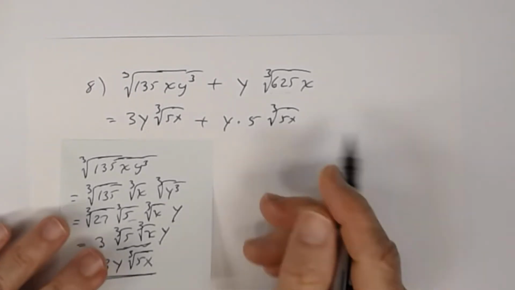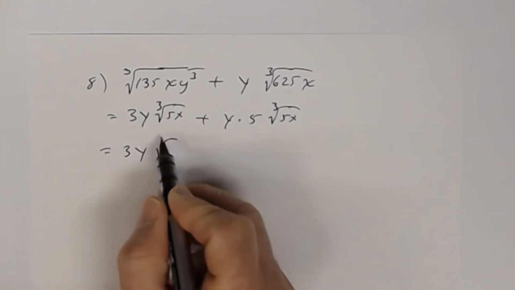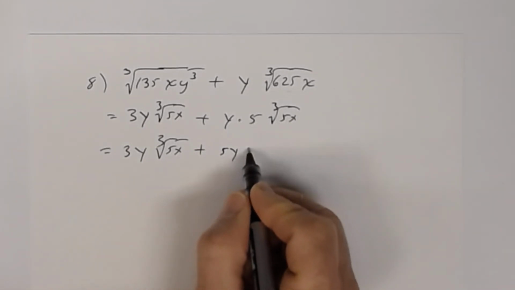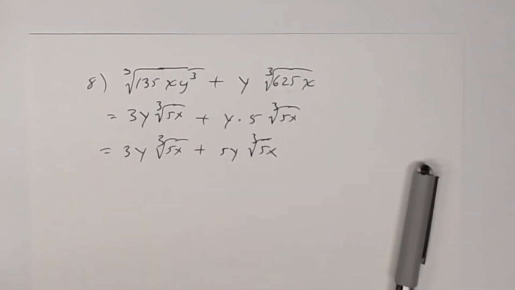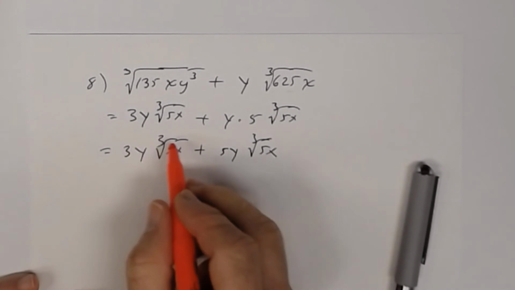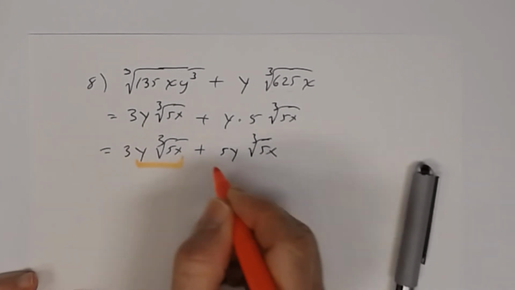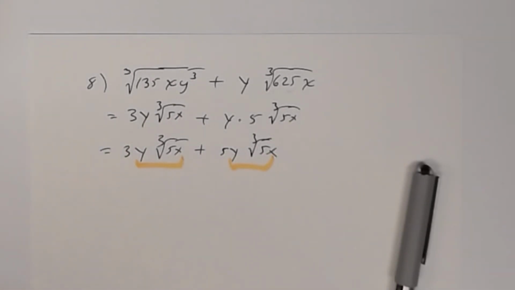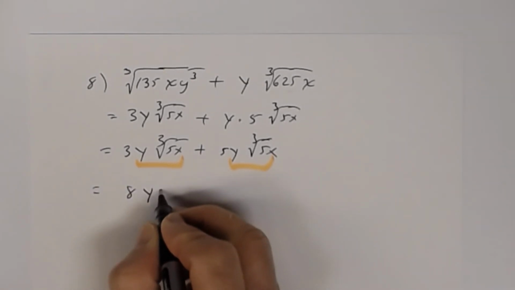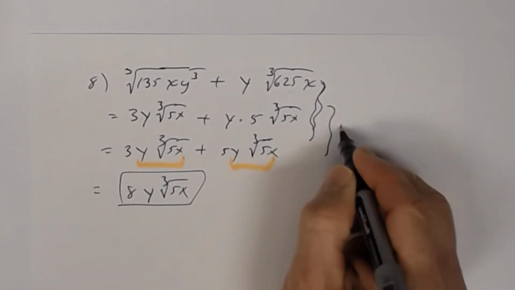Okay? So now what we have is 3y cube root of 5x plus, I'm going to put the 5 first, so 5y times the cube root of 5x. And notice those are like terms, right? They both have the same cube root of 5x. The indices are the same, the radicands are the same, and they also have that extra factor y. So those are like terms. So 3 plus 5 of them gives me 8y cube root of 5x. And there's your answer. And this right here is your work.